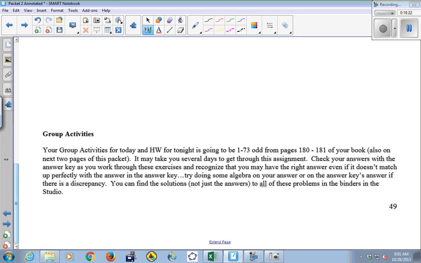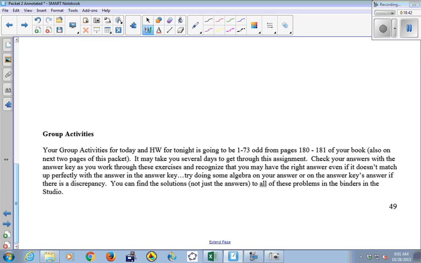All right, so your group activities for today and your homework for tonight is 1 through 73 odd from pages 180 to 181 of your textbook. I also have a scan of it on the next page in your packet. It might take you several days to get through the assignment. It's kind of a big one. Check your answers with the answer key as you work through them.